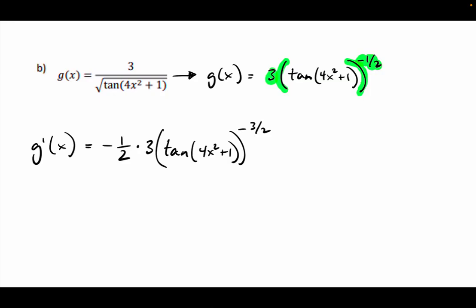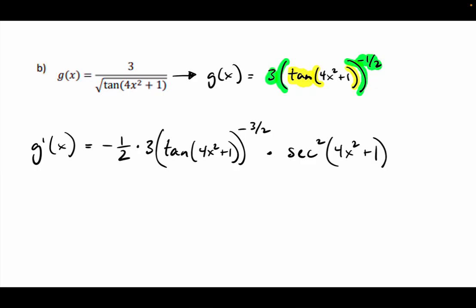The second part was this guy, tangent of something. Picture it's just tangent of x. What would the derivative of tangent of x be? If you don't know, look on your sheet. Secant squared. So it's going to be secant squared of something. What is that something? Everything I haven't touched yet, which is the 4x plus 1.